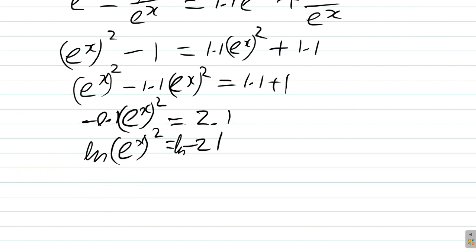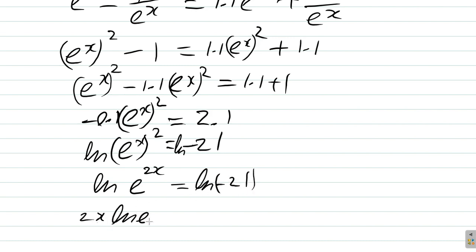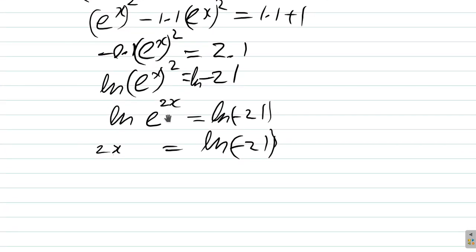Look at this. You see ln e to the x squared is the same as ln e to the 2x, which is equal to ln negative 21. So it's 2x ln e. ln e is 1. So it's 2x is equal to ln of negative 21. But the problem is, you cannot find the logarithm of a negative number, for similar reasoning that we spoke about up here, right?